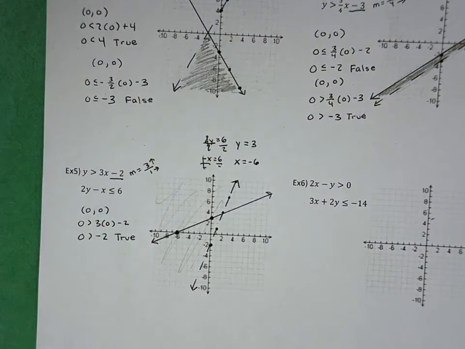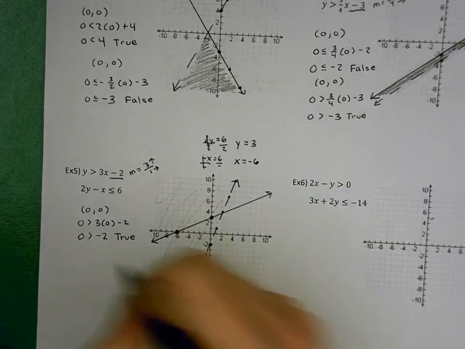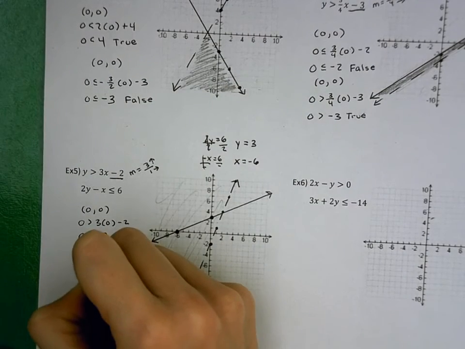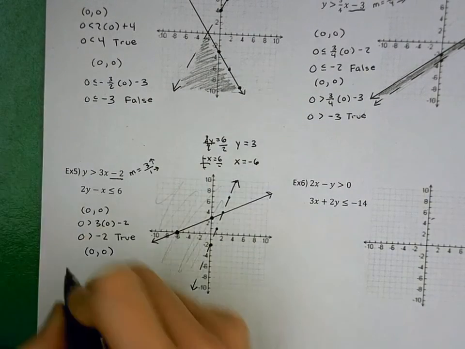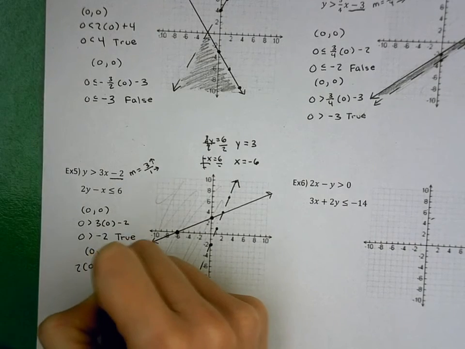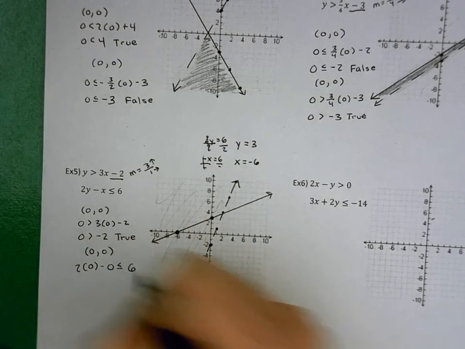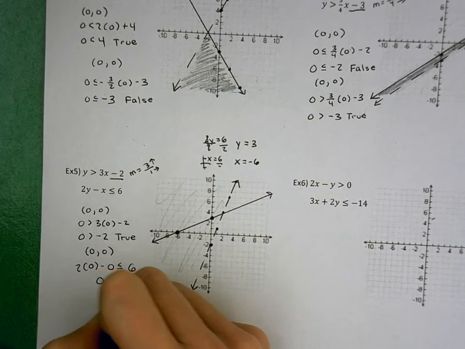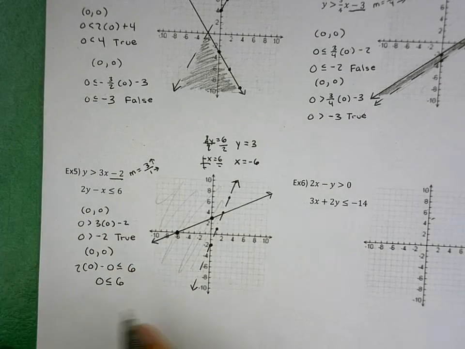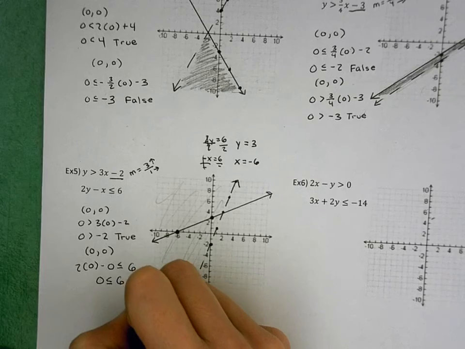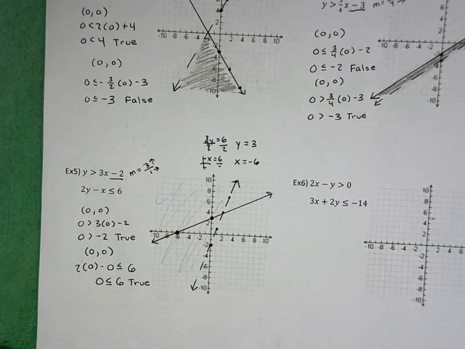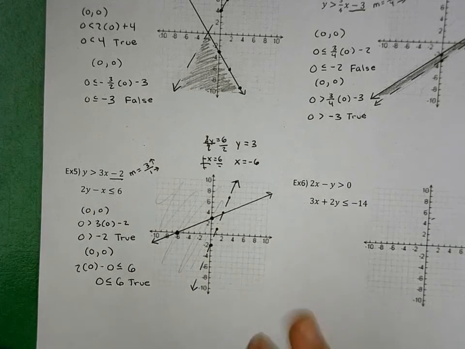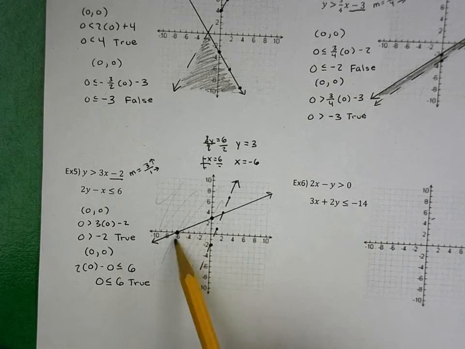Okay, and then testing a point, 0, 0 is not on that line, so I'm going to go ahead and test 0, 0. We get 2 times 0 minus 0 is less than or equal to 6. 0 minus 0 is 0. And is 0 less than or equal to 6? It is. And so we're going to shade for that solid line towards the 0, 0. Here's 0, 0. So we're going to shade in that region.